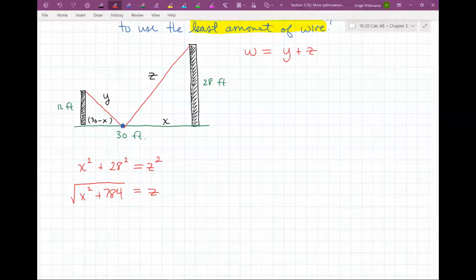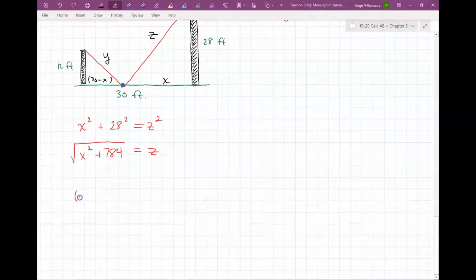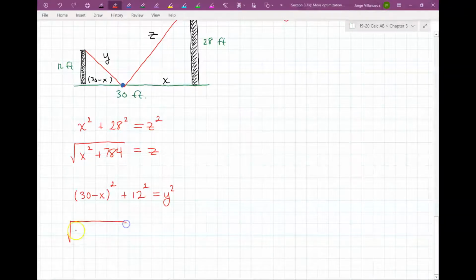Okay? If I plug that into my w, then I still end up with three variables, right? I have an x, a y, and a w if I plug it in. So that's not really helping. But let me get the other triangle. That'll be 30 minus x squared plus 12 squared is equal to y squared. Now, if I take a square root of that, I get the square root of 30 minus x squared plus 144 equals y.